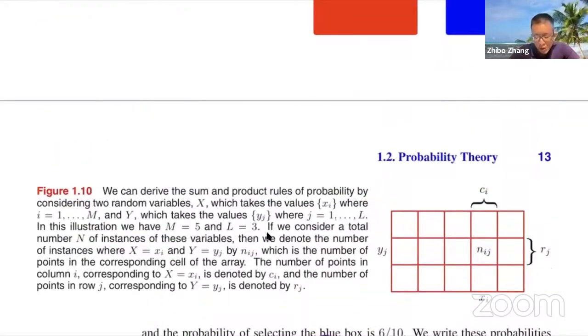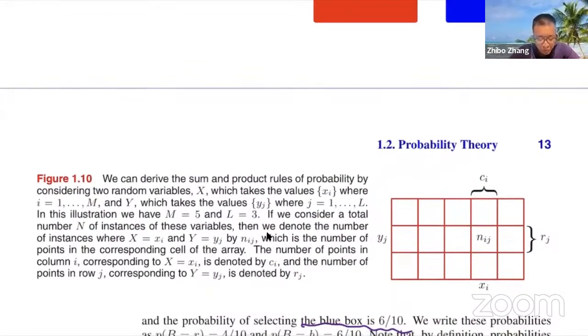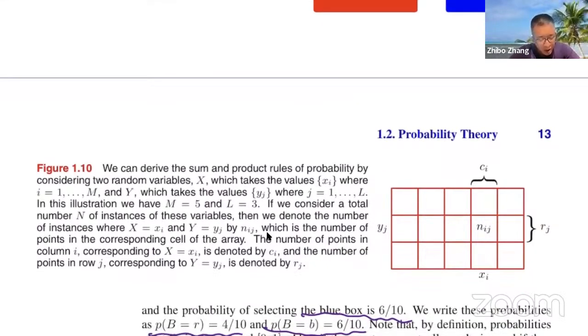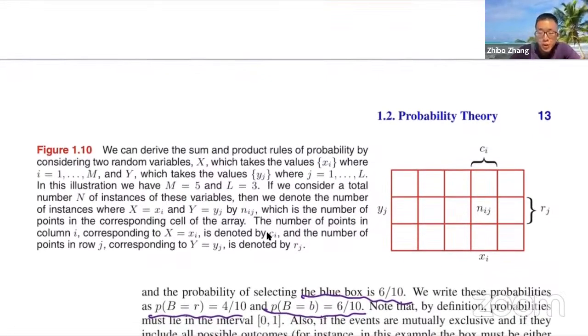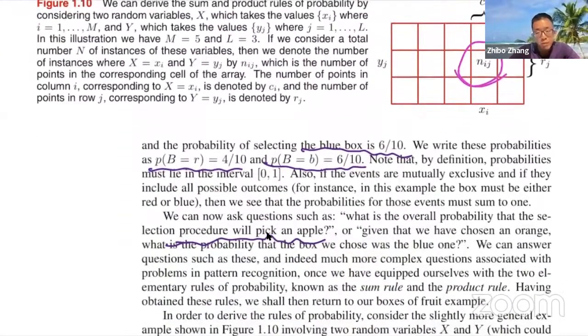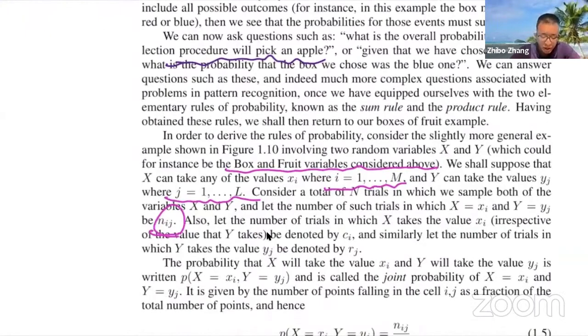Okay, so basically, if you select i for the random variable x, and if you select j for the random variable y, then the combination of them, which is ij, is the final outcome or combination that you selected. Also, let the number of trials in which x takes the value of xi, irrespective of the value that y takes, be denoted by ci, and similarly, let the number of trials in which y takes the value yj be denoted by rj.